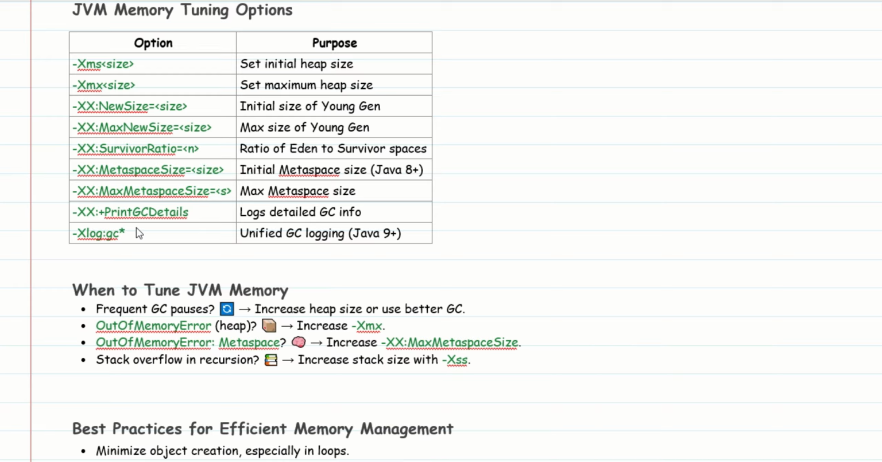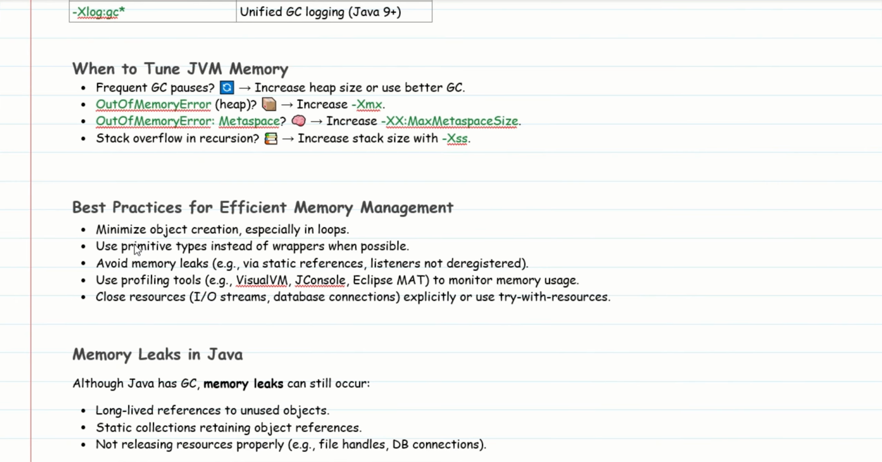The best practices for efficient memory management are: minimize object creation, especially in loops. Use primitive types instead of wrappers when possible. Avoid memory leaks via static references or listeners not deregistered. Use profiling tools like VisualVM and Eclipse MAT to monitor memory usage, and close the resources. Follow using a finally block to close all the opened connections, like input output streams or database connections.